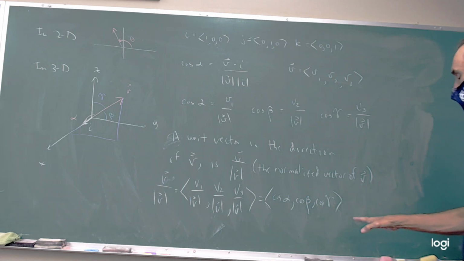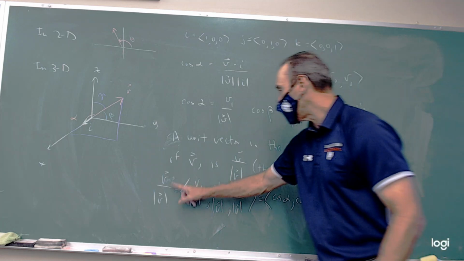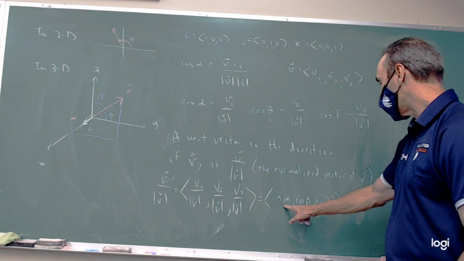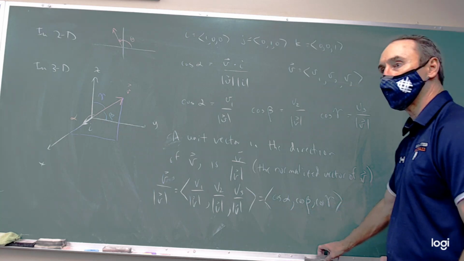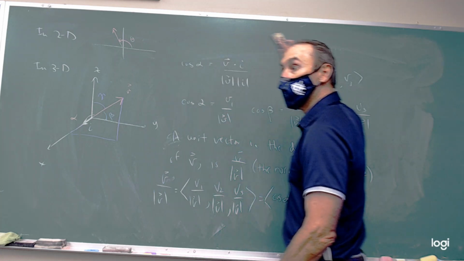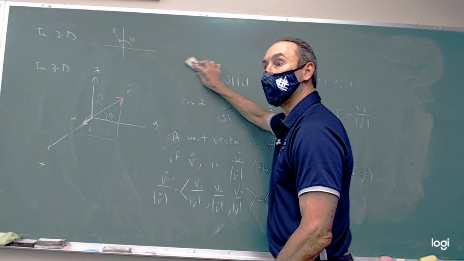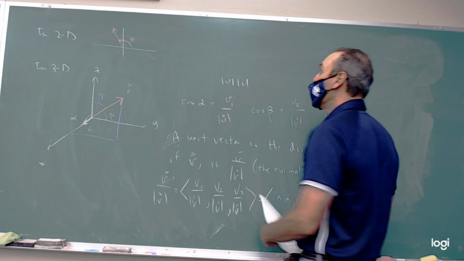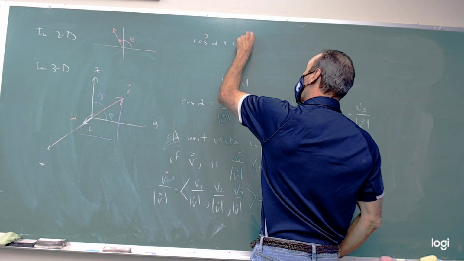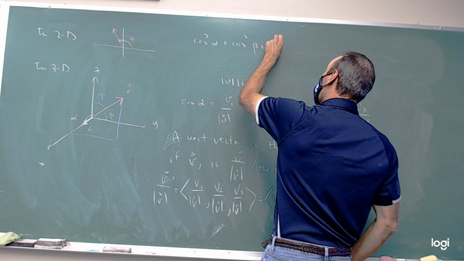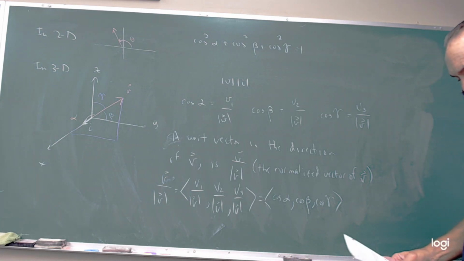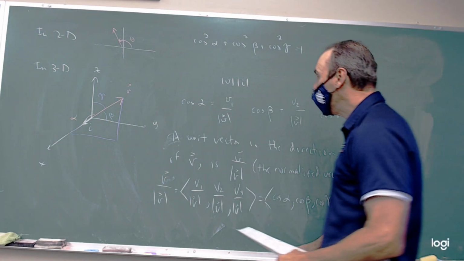And because that's a unit vector, that tells us what must be true about cosine squared alpha plus cosine squared beta plus cosine squared gamma. It has to equal 1. Okay? So we know that cosine squared alpha plus cosine squared beta plus cosine squared gamma equals 1, because that's a unit vector.